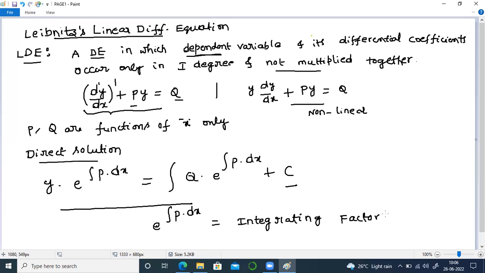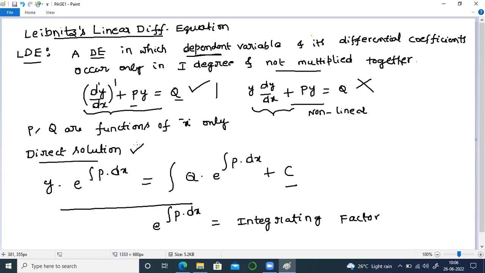You should understand two things in this definition. The dependent variable and its differential quotients occur only in first degree; that condition should be satisfied. You know what the degree is. And they should not be multiplied together. It means y and dy by dx should not multiply together like this. If this is the case, then you cannot solve by using this direct solution. If this is the case, you can solve by using this direct solution.